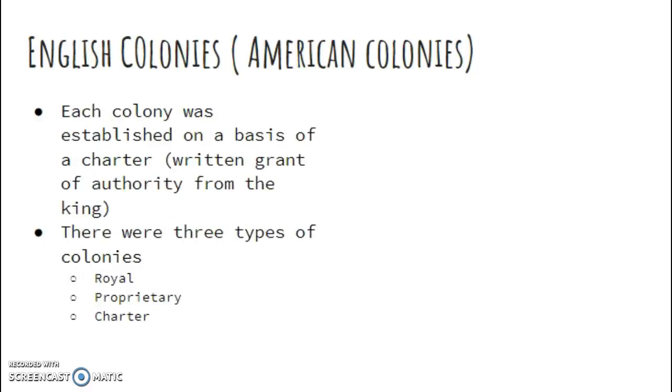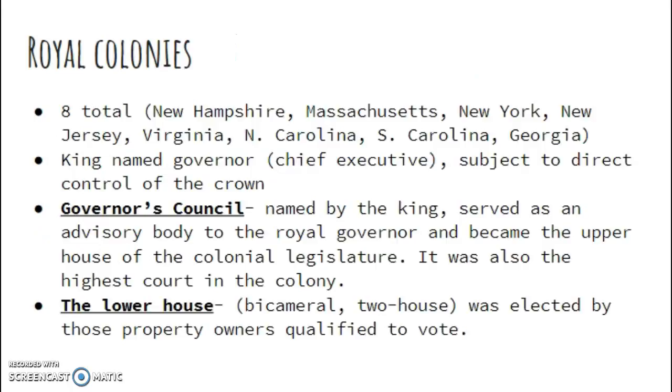All right, so the English colonies, or the American colonies. Each colony was established on a basis of a charter, which was just a written grant of authority from the king. And there were 3 types of colonies: royal, proprietary, and charter. Royal colonies, there were 8 total: New Hampshire, Massachusetts, New York, New Jersey, Virginia, North Carolina, South Carolina, and Georgia.